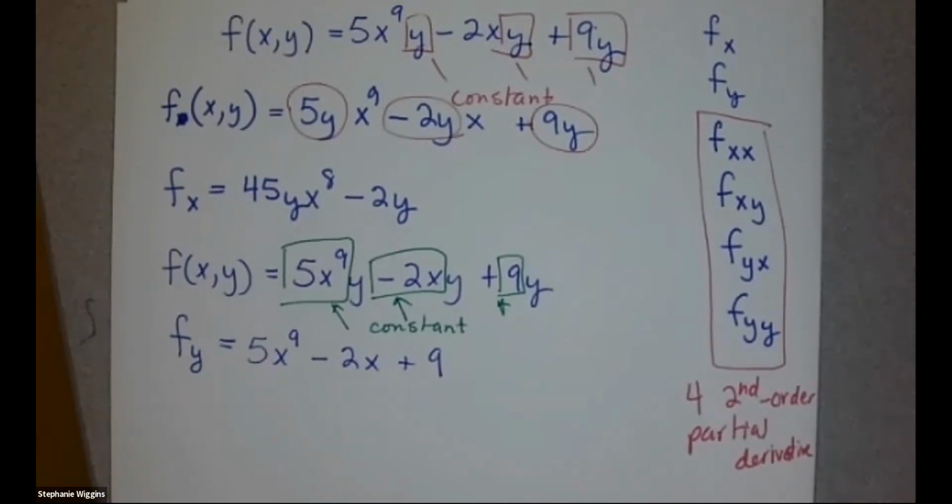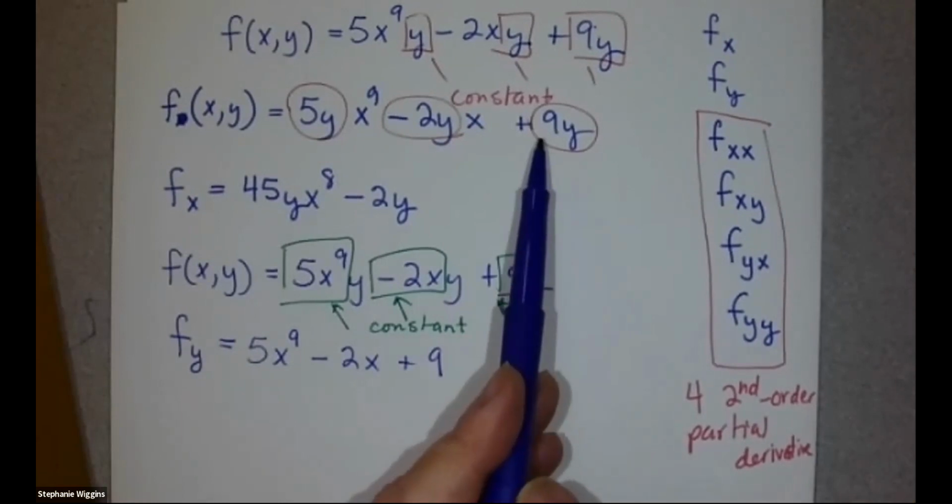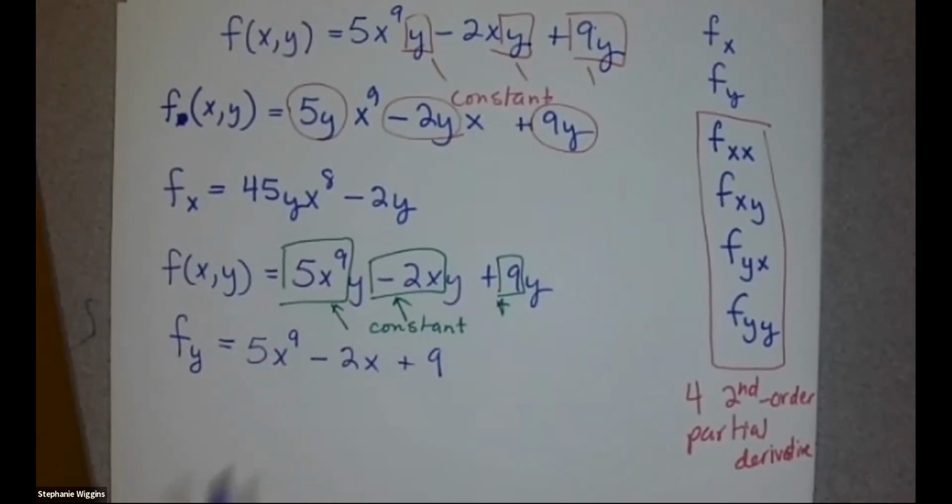Can you explain where you dropped the y's from the 5x to the 9th minus 2x? This one? No, right here. Yeah. Okay, I know it's confusing.